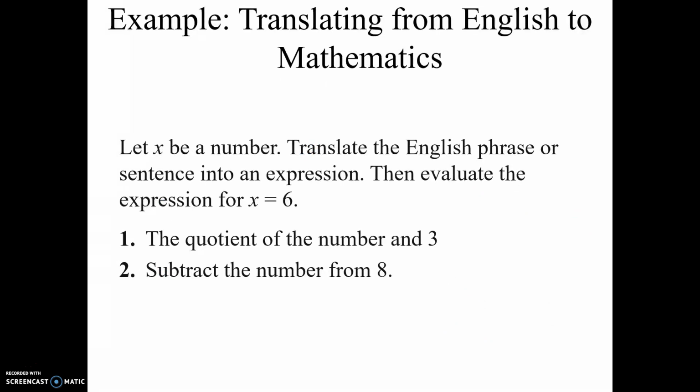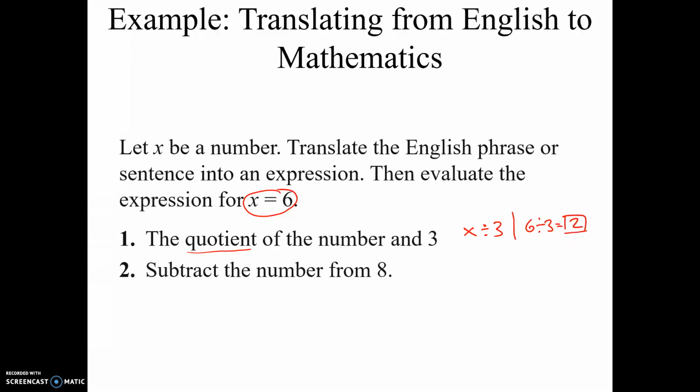Okay, now here are some more examples. Let x be a number, translate the English phrase into an expression, then evaluate the expression for x equals 6. The quotient. So the quotient, remember, means division. Now what are we dividing? The quotient of a number and 3. So we're dividing x and 3. Now we want to evaluate this expression for x equals 6. So if we take 6 divided by 3, the answer will be 2.